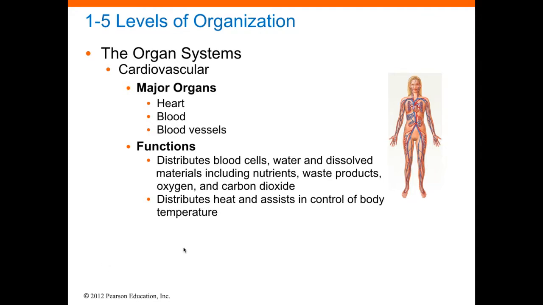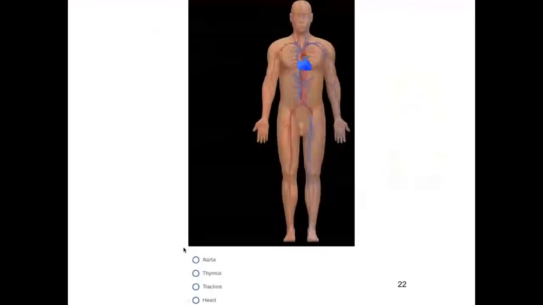So the heart pumps, it's going to distribute blood cells, water, all the dissolved nutrients and materials. It's going to move oxygen and carbon dioxide throughout the body and even waste products. And blood is also utilized to distribute heat and assist in the control of body temperature. Here, the area that is highlighted blue is going to be the heart.